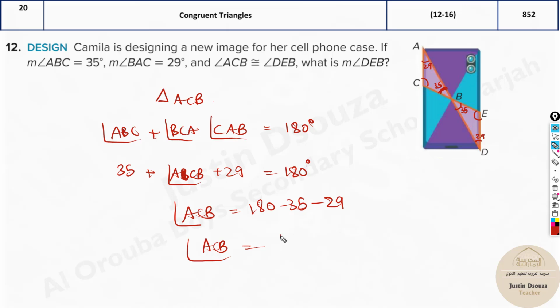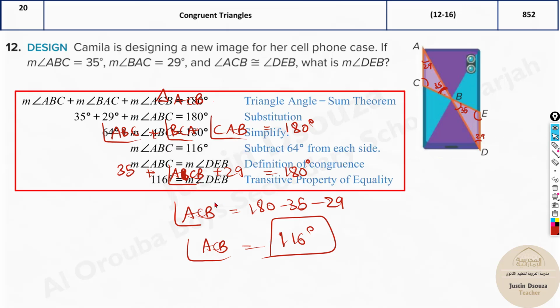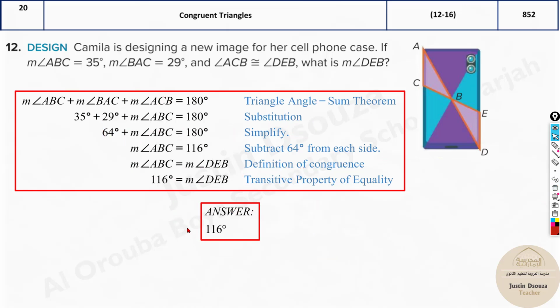So this will be 116 degrees. So that is the answer. Now this is ACB, but we know ACB is equal to DEB. So even DEB must be 116 degrees. So that is how we can easily solve it. You don't need to write all these details over here.